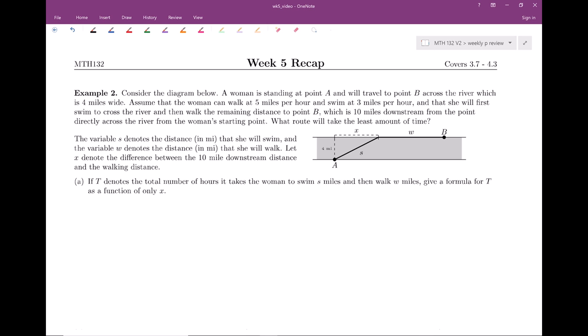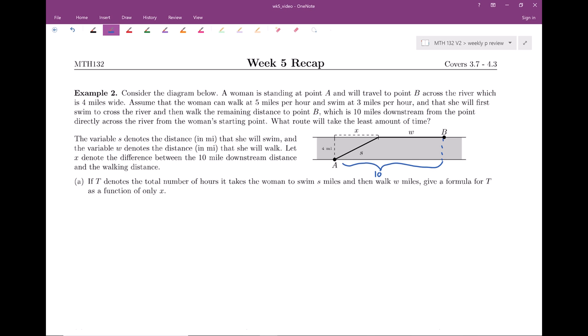We have this diagram below. A woman is currently starting at point A and is going to travel to point B. First she's going to swim, then she's going to walk. The only thing that's not in this picture is that the distance from point A to point B is 10 miles downstream. So here to here, this is 10 miles. The question is, which route would take the least amount of time?